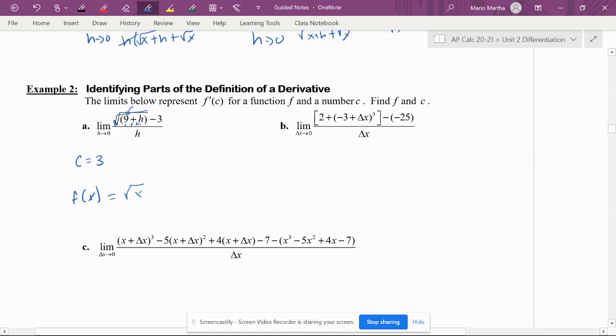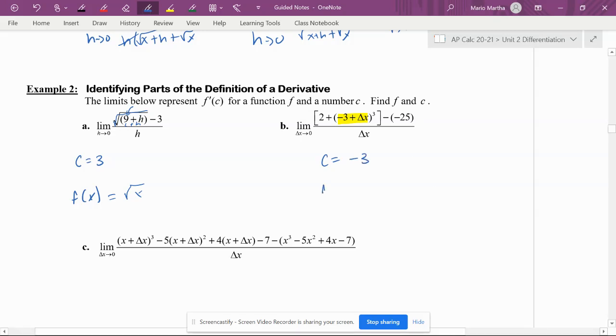So again, the next thing is for you to identify the points. What is c, right? What is the x value where this is happening? In this case, if you notice, we have it in here, next to the delta x. So usually look for the h or the delta x, and the number next to it is almost every single time the c value.